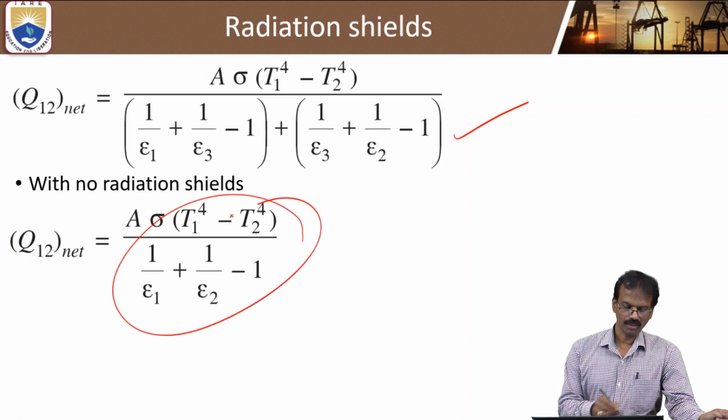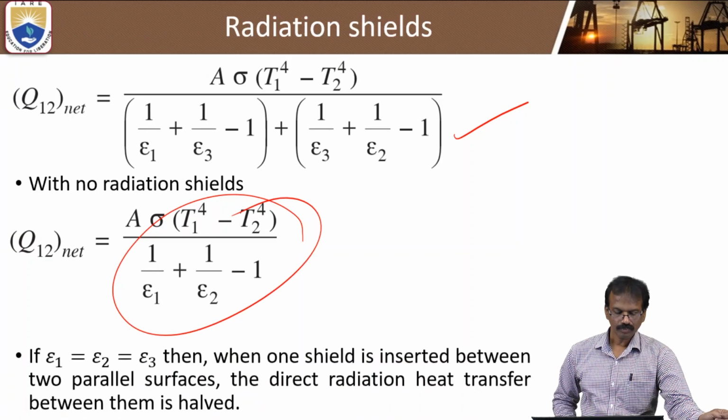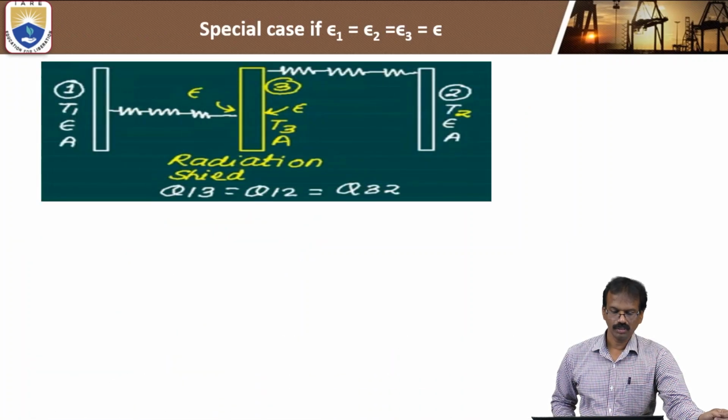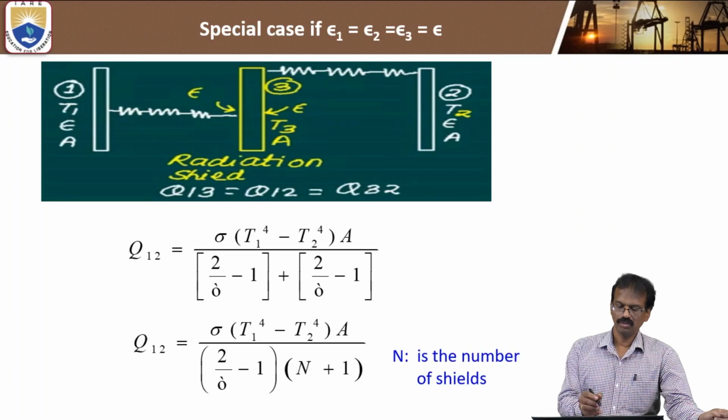This is the formula for without shield. We can use these formulas. This is the condition we already discussed, and there is one more condition.